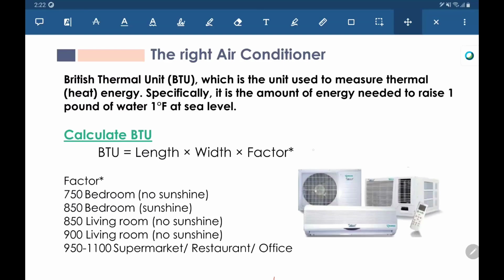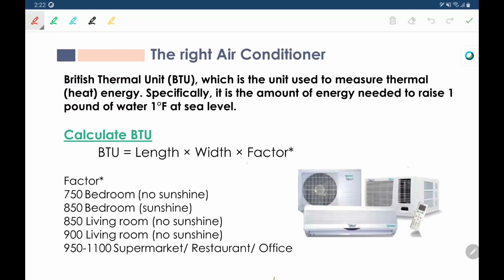BTU is equal to the length times width times factors. This means you have to think of the size of the room and what the room will be used for. These factors mean the environment of your room. Just like with a bedroom, if your bedroom has no sunshine, the factor could be 750. But if your bedroom is exposed to sunshine, the factor is higher. And each air conditioner is rated to produce a certain number of BTU.